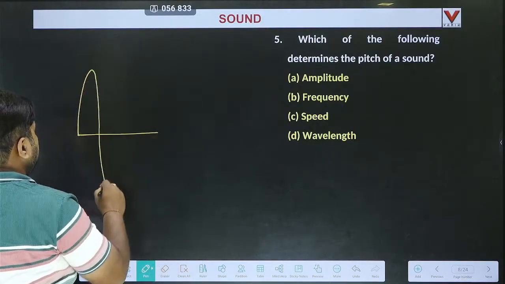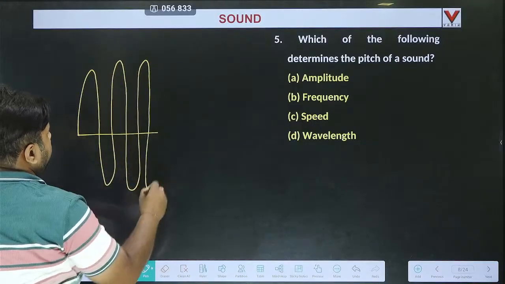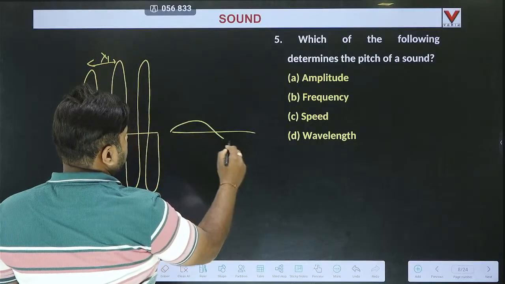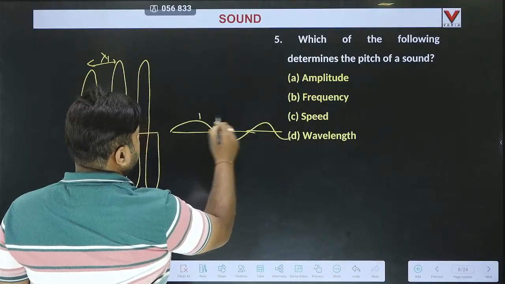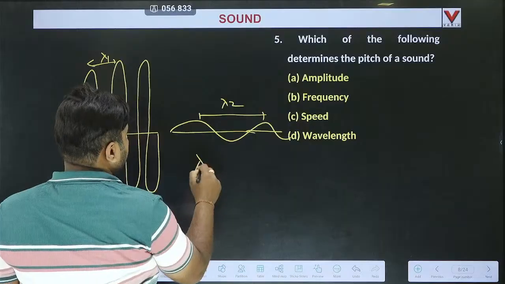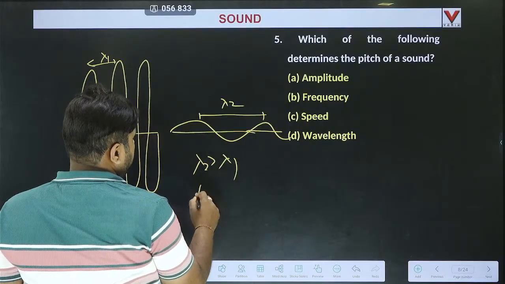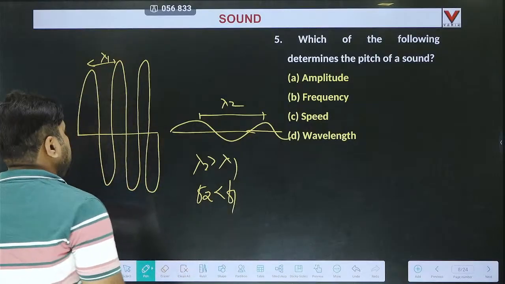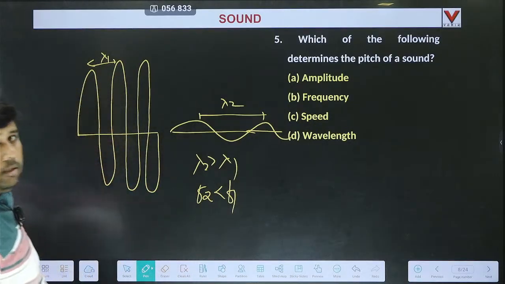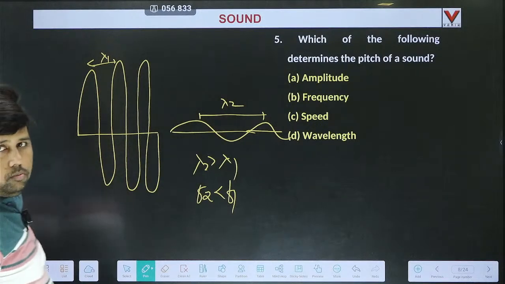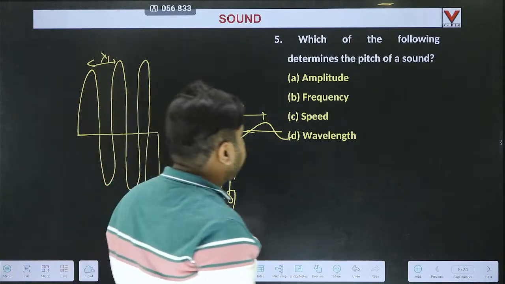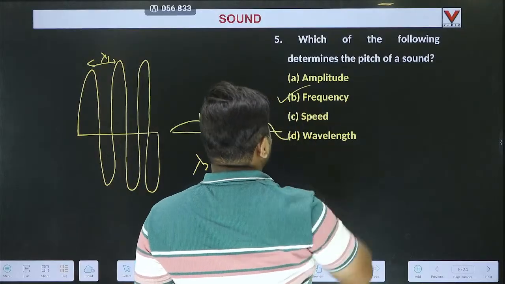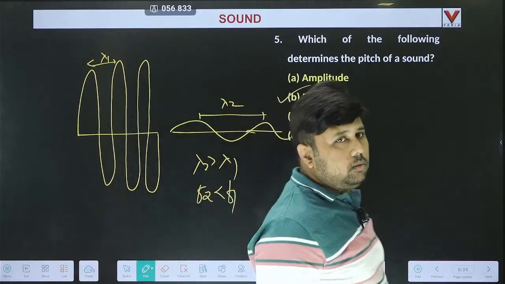See, here frequency is high, so the wavelength is lambda 1, and here you see lambda 2. Definitely lambda 2 is greater than lambda 1, so being inversely proportional, frequency 2 is less than frequency 1. So here pitch is high, understood. Which of the following determines the pitch of a sound? Frequency will determine the pitch of the sound, understood.